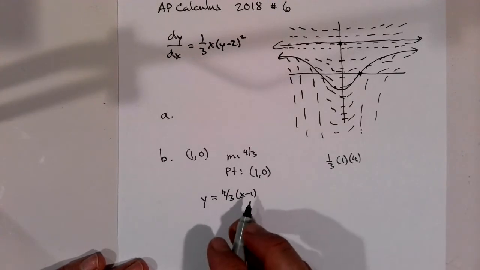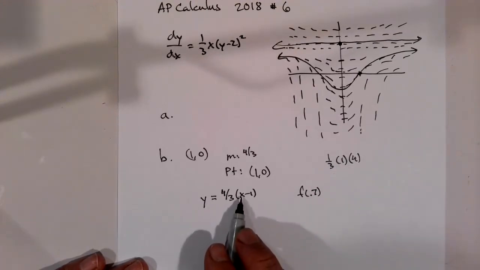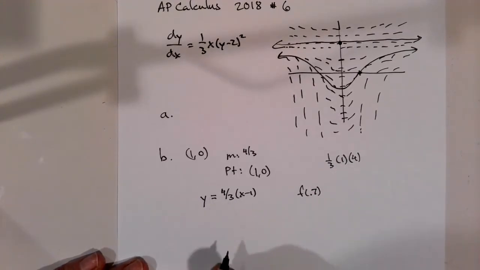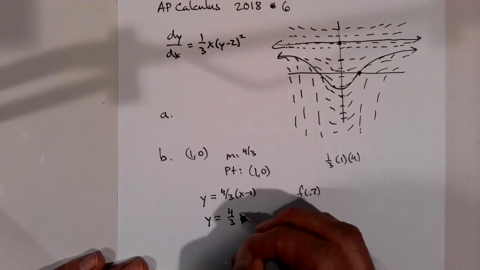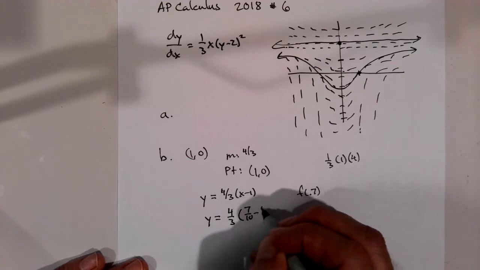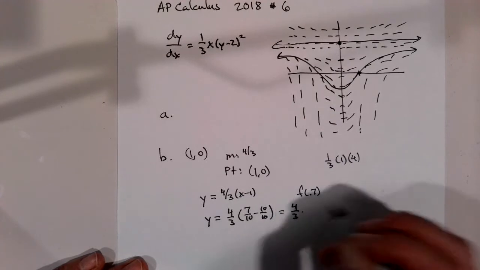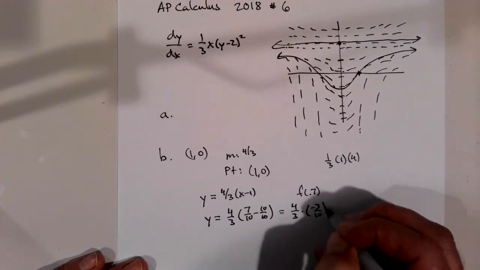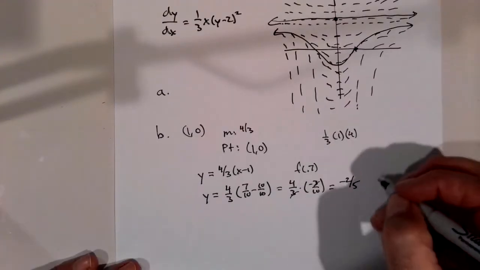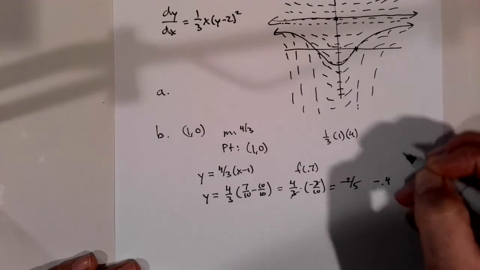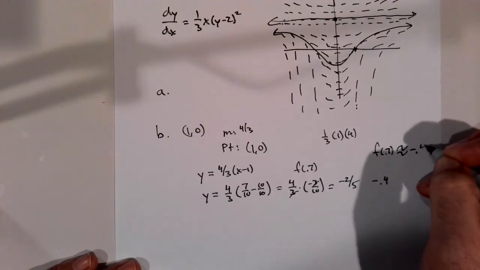Now, it says use this to approximate f of 0.7. So that means if we plug 7/10 in there, we'll be able to approximate it. So y is equal to 4/3 times 7/10 minus 10/10, or 4/3 times -3/10. Notice the 3's cancel. We get -2/5 out of that, or negative 0.4. So f of 0.7 is approximately negative 0.4.